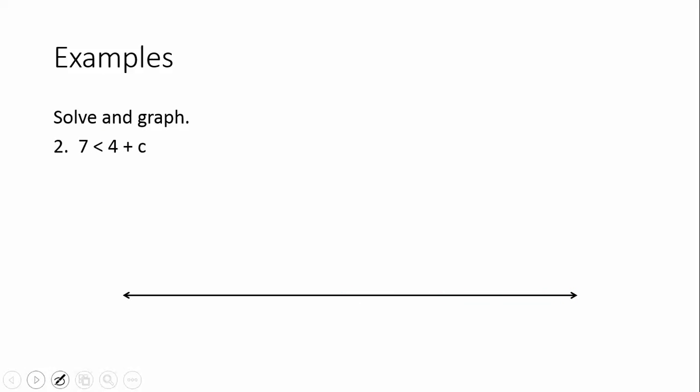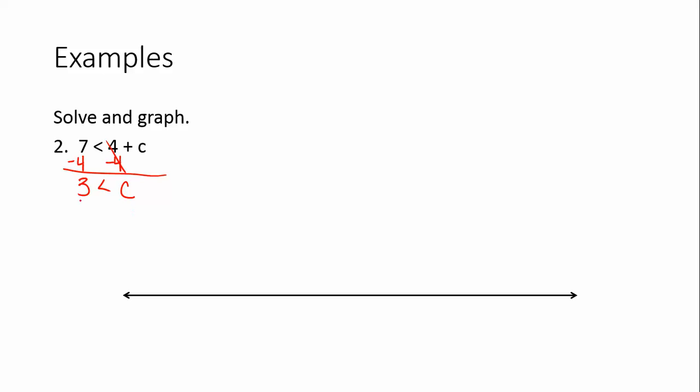Try this one on your own. 7 is less than 4 plus c. So here we have 4 and c being added together. So we want to subtract 4 from the other side. That's going to leave us with 3 is less than c. We do have the inequality solved for the variable.